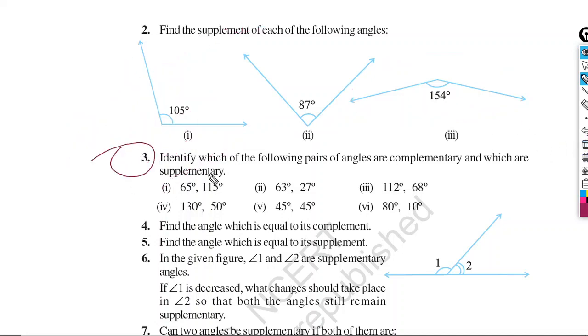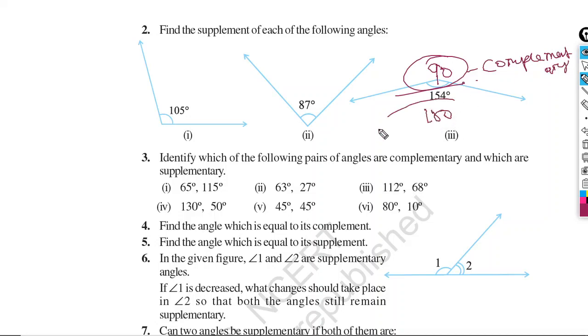Now we'll move to question number 3. Identify which of the following pairs of angles are complementary and which are supplementary. Very good. So first we should know what is a complementary angle and what is a supplementary angle. You know that if the sum of two angles is 90 degrees, we call it complementary. And if the sum is 180 degrees, we call them supplementary angles. Now you will check one by one.